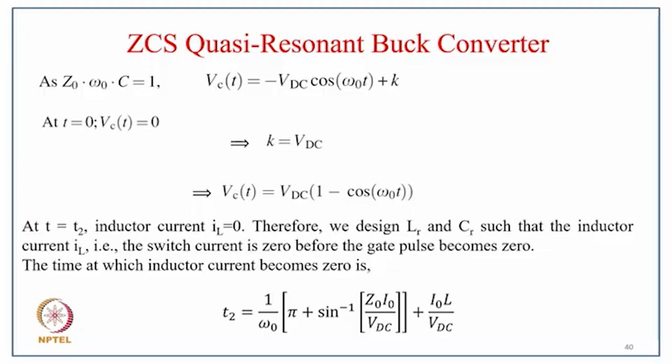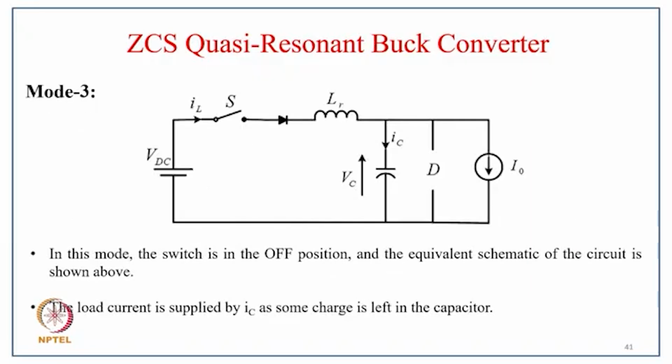So at t equal to T2, the inductor current IL equal to 0, therefore we design L and CR such that the inductor current IL, that is the switch current, becomes 0 before the gate pulse becomes 0, and the time at which the inductor current becomes 0 is T2 equal to 1 upon omega 0 in brackets pi plus sine inverse Z0 I0 upon VDC, plus I0 L upon VDC. Now coming to mode 3, when your switch and diode both are off.